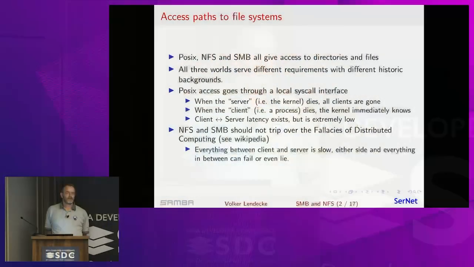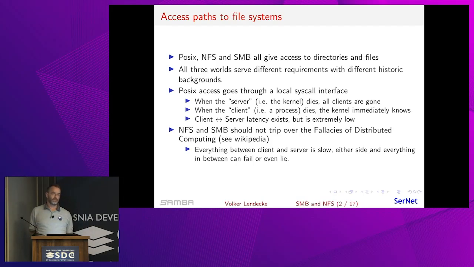So from 10 miles above, what are these protocols? Essentially, they provide both local and remote access paths to file systems. This slide focuses on POSIX, NFS, and SMB. They all give access to directories and files with all bells and whistles, with all metadata, directory listing, ACLs, and all that stuff. All three of them come from different historic backgrounds, and all three of them carry a lot of history.